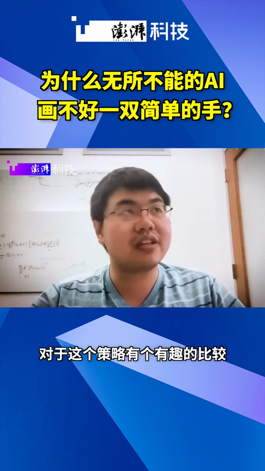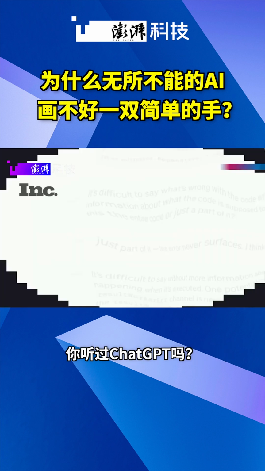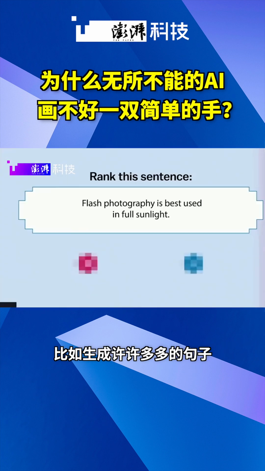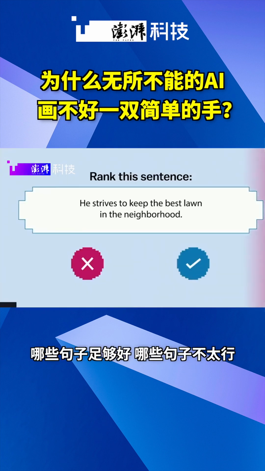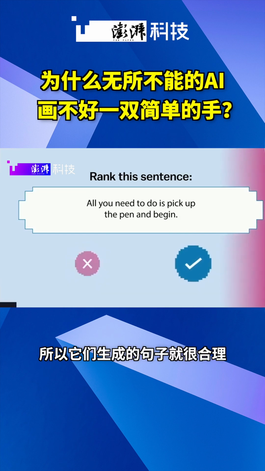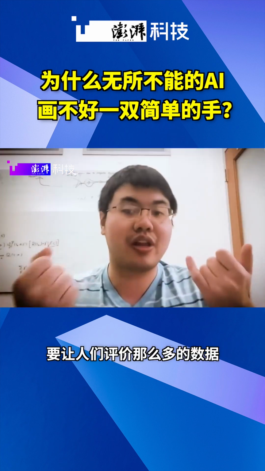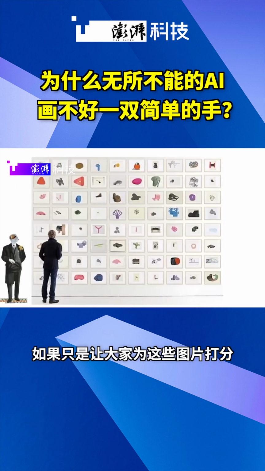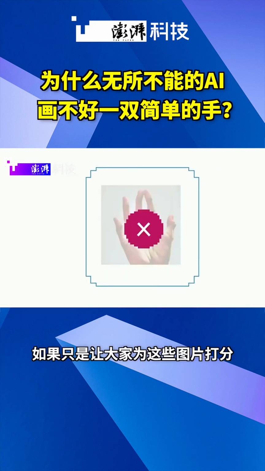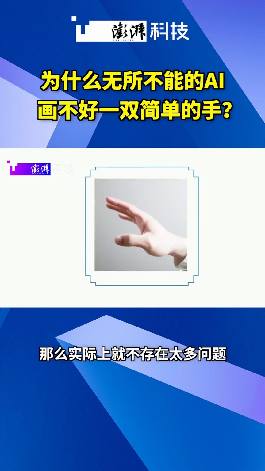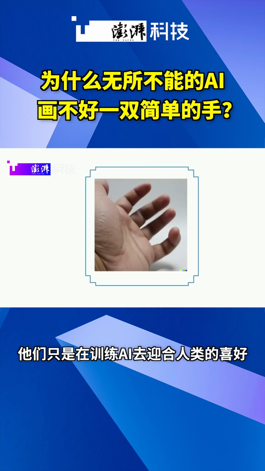There's an interesting analog. Have you heard of ChatGPT? The big difference was that it basically used human feedback. They generated many sentences and asked people to rate which ones are good and which are not good. They fine-tuned the model so that it would generate sentences that are convincing to people. I guess it would require a lot of engineering to get people to label so much data. But if we could get people to rank how good the images generated by these models are, then a lot of these issues will go away, because they're just training the models to do what people like.